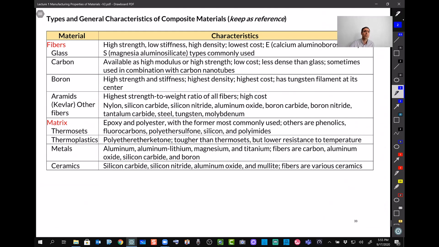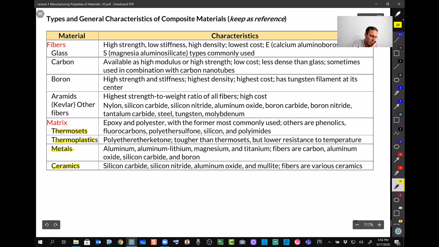Another table which you should keep as a reference shows the popular fibers and popular matrix. Start with matrix. The matrix can be thermosets and thermoplastics for the category of plastic matrix, metals, and ceramics. And you can see the popular one for metals, for example, aluminum, lithium, and so on. And for thermoset and thermoplastic, the popular one.